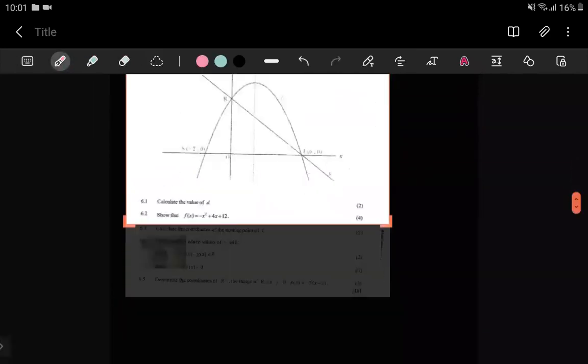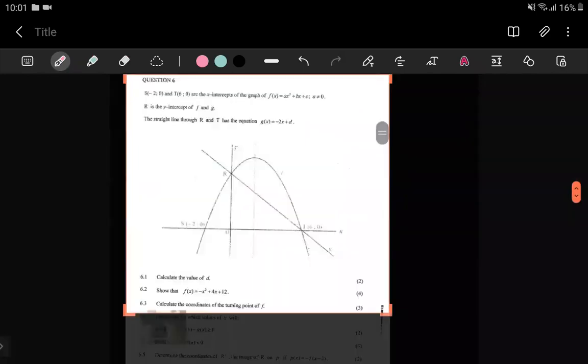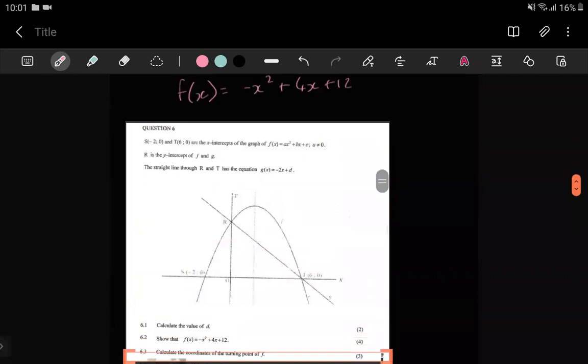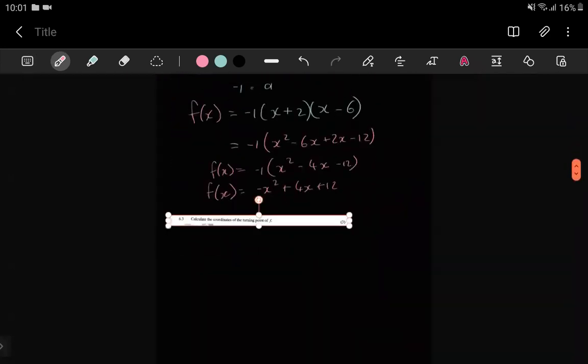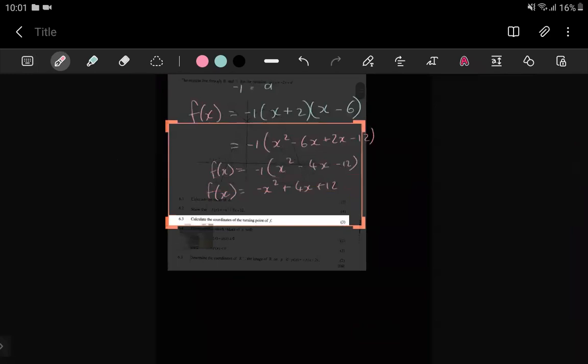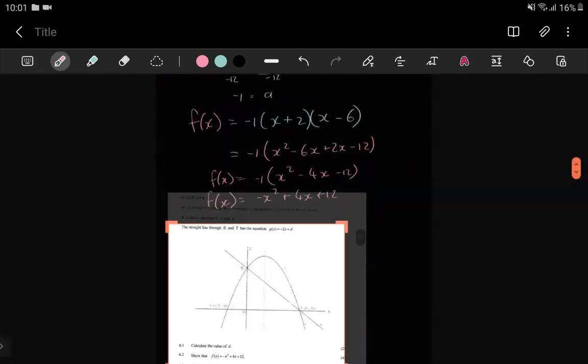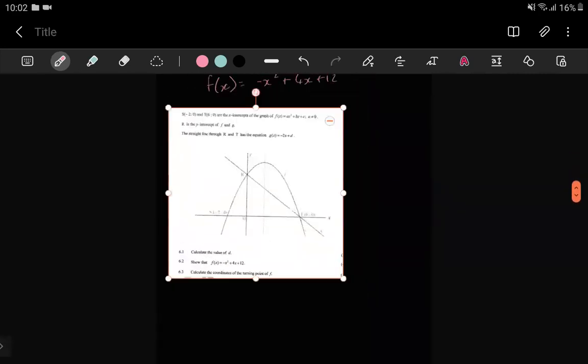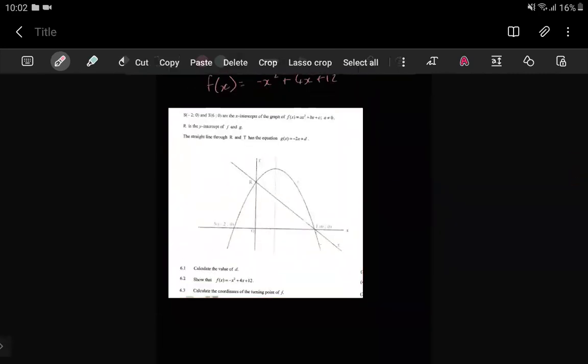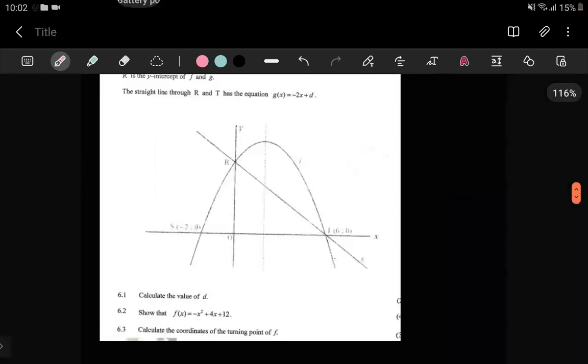So let me see. 6.3 is what we need to look at now. It's a 3-mark question. They're asking us to get the coordinates of the turning point. So what can we do to get the coordinates of the turning point? The turning point. I want to say derivative, but no. Yes, derivative.